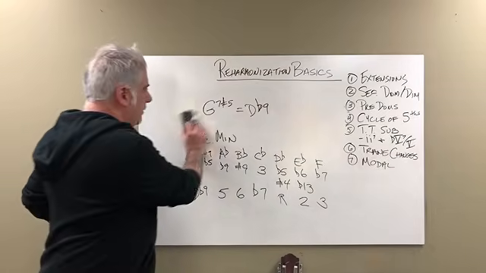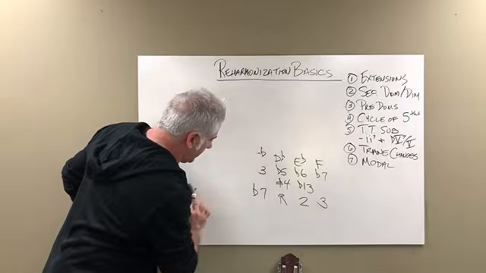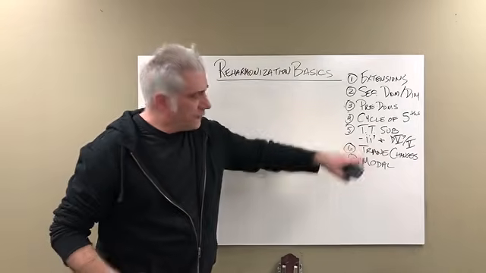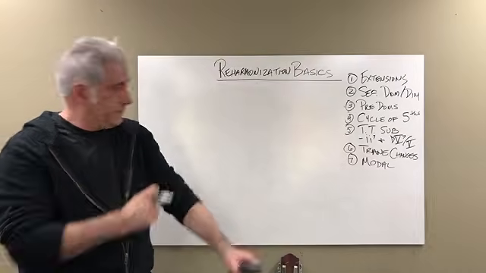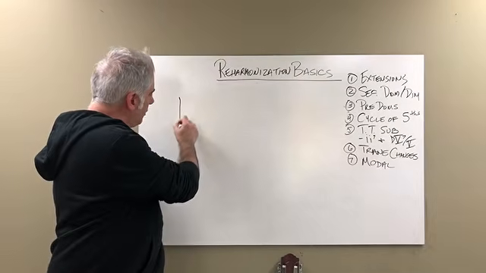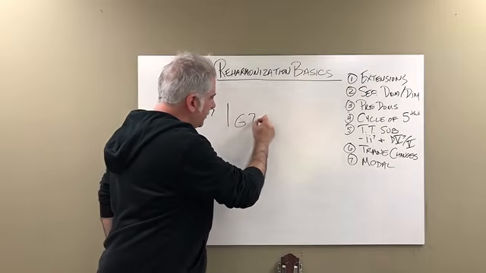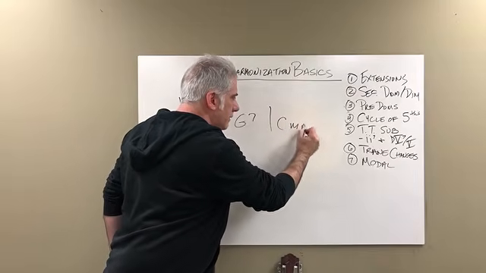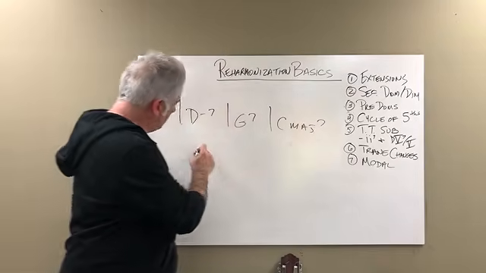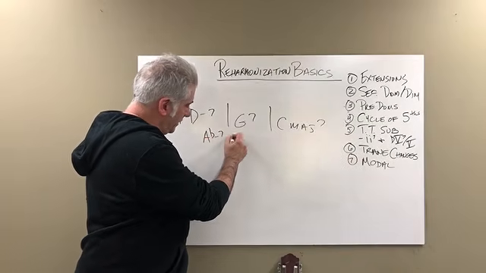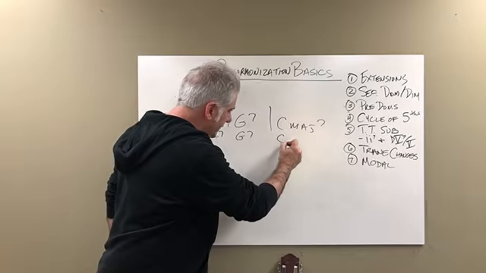So that tritone substitute can also be used with a 2 chord, okay? You could really go, instead of D minor 7, G7, C major 7, you could go A flat minor 7 to G7 to C major 7.